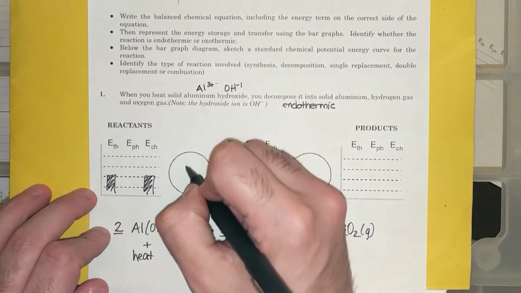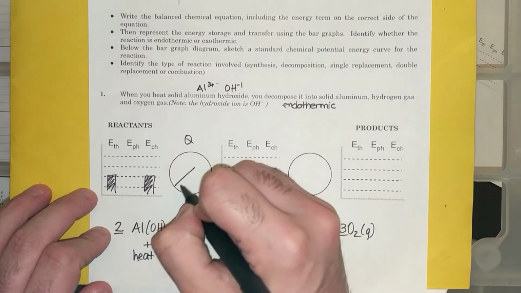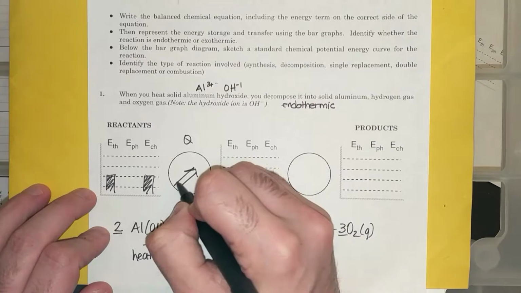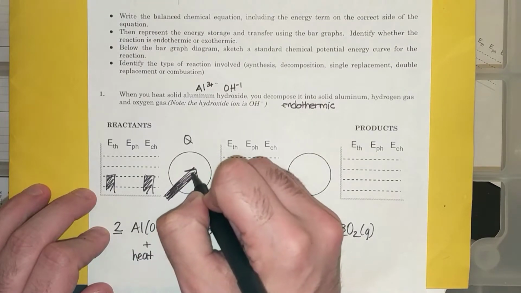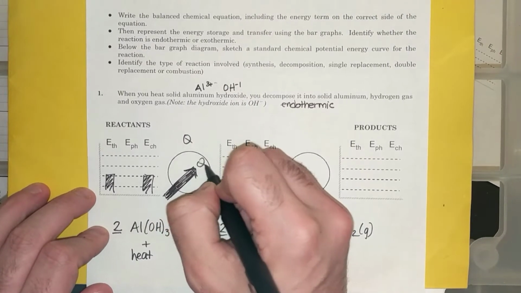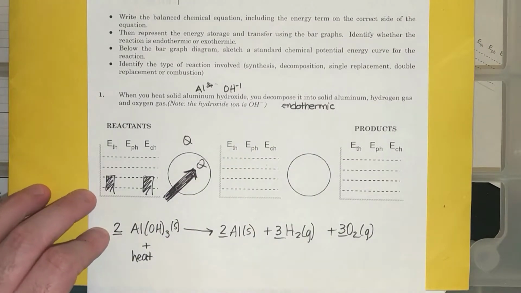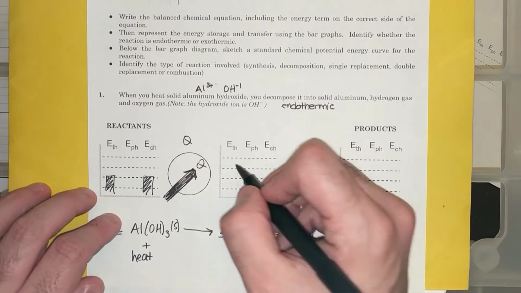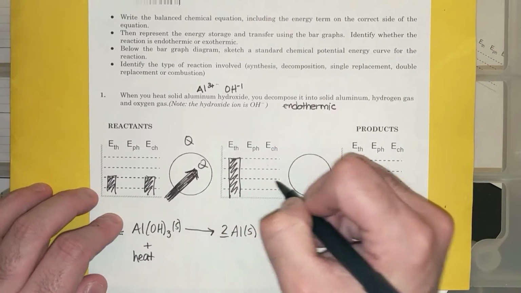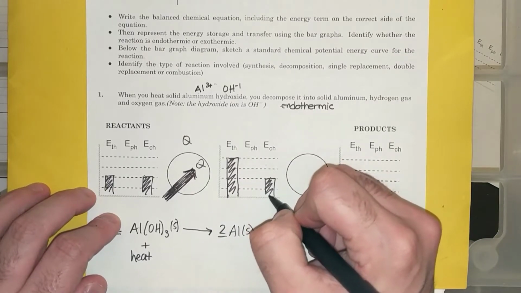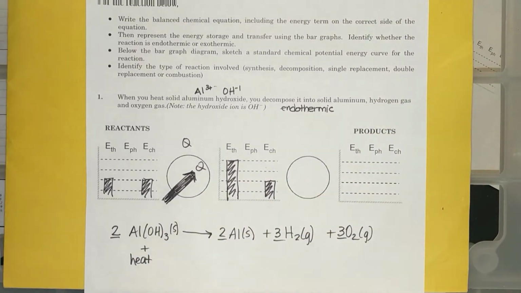So if this is my Q, I'm probably going to have Q going into the system. I'm drawing a really large one, doesn't matter. I have Q going into the system. And in doing that, I'm increasing my thermal energy. And I have my chemical energy. And remember, we are going to be ignoring phase energy for writing these type of diagrams. We're just going to solely focus on the exchange between thermal and chemical energy.